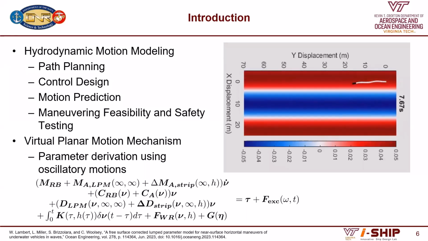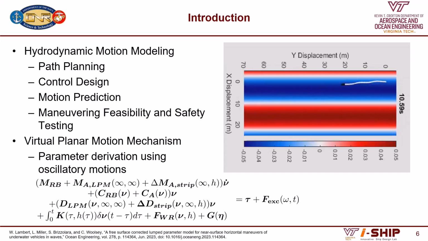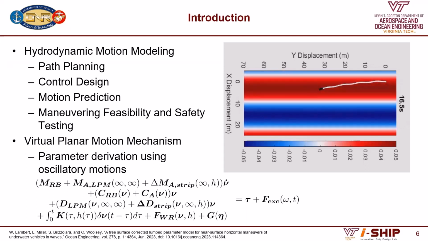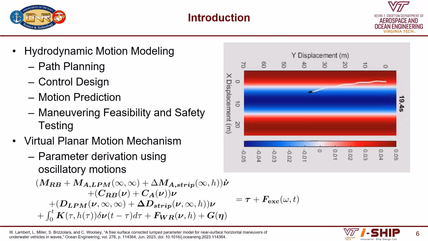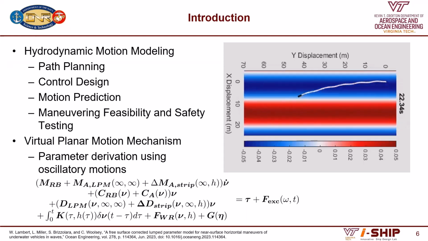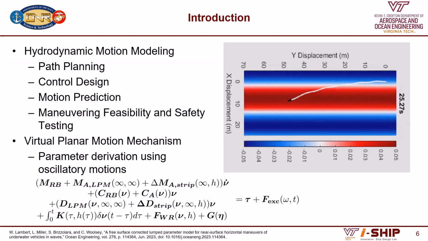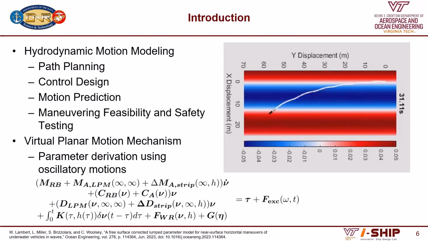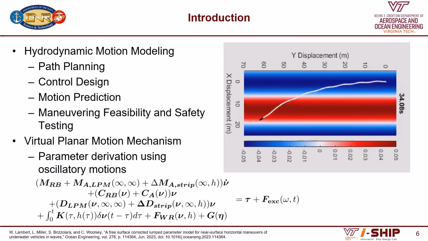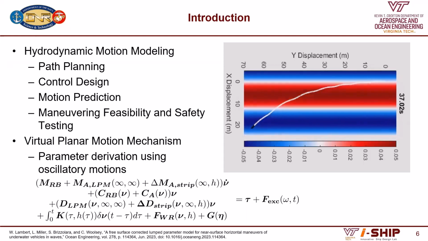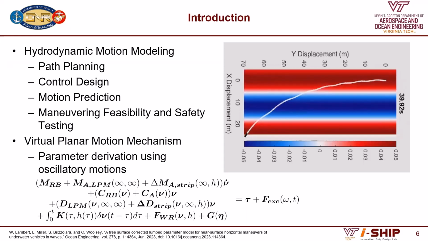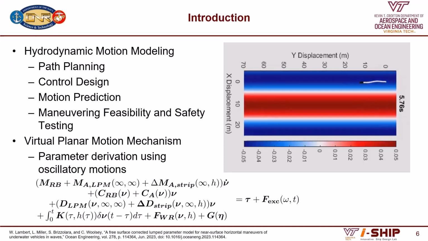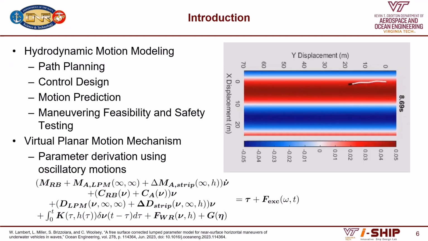Typically, we use virtual planar motion mechanism testing, which is deriving the vehicle parameters using oscillatory motions. One such motion model is one for underwater vehicles that are close to the free surface, shown at the bottom, where we have several hydrodynamic parameters, such as the added mass or the damping. And one particularly important one is the convolution kernel for memory effects. And this is able to predict underwater vehicle motions underneath waves, which is shown in this video, where a body starts off orthogonal to some incoming waves, and slowly the near-surface body gets pushed off its path.